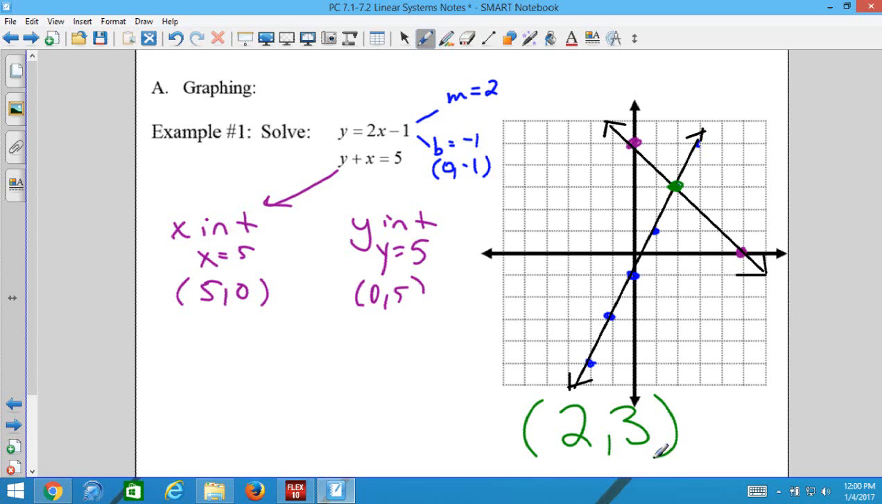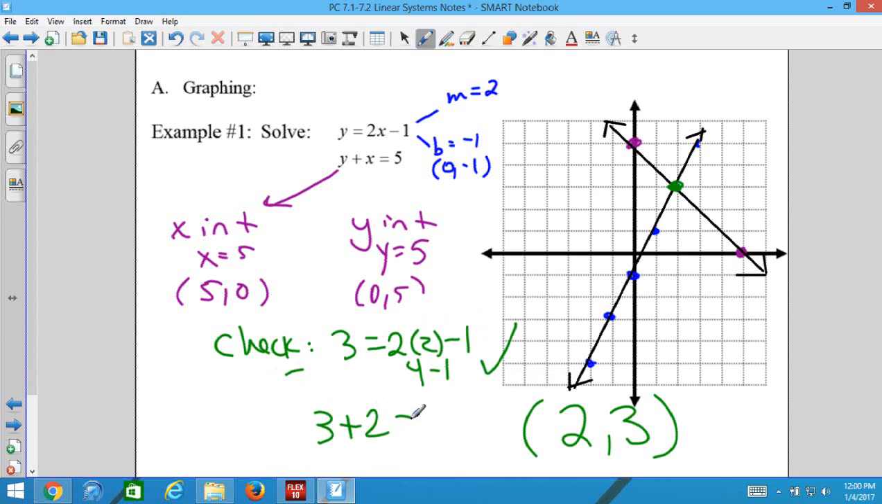Well, this is going to be on a non-calculator section of the test, so putting it in your calculator really wouldn't be an option. But you can check your answer. 2, 3 should be a solution that works in both equations. So we could plug in 2, 3 to check it. We could do 3 equals 2 times 2 minus 1. So 4 minus 1. Yep, that checks. We could also do 3 plus 2 equals 5. Yep, that checks. So the ordered pair should work in both.